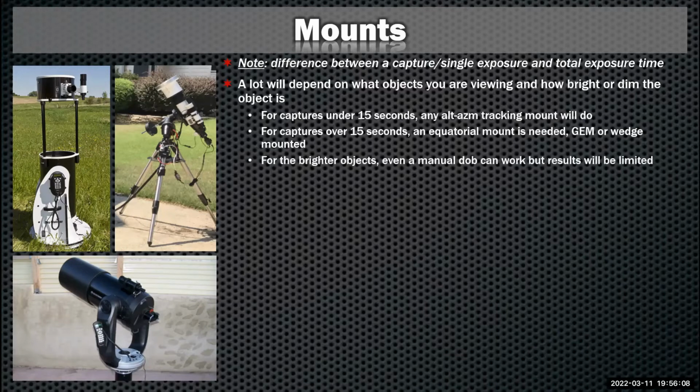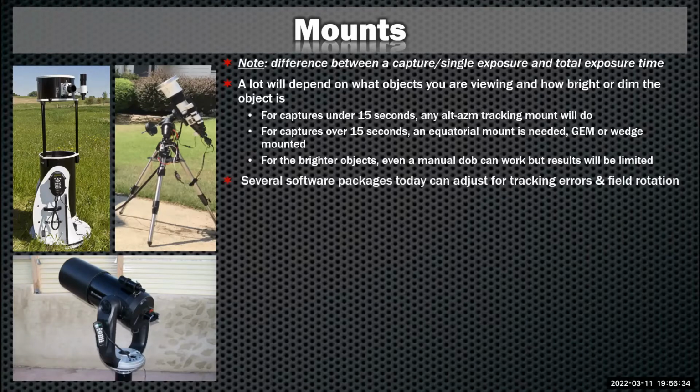But even for the brighter objects, you can even do it with a manual Dob, but results will be limited. When I first started, I borrowed another member's camera, and I was able to get the Ring Nebula through a 6-inch manual Dob, and definitely could see it. Couldn't do any of the real-time enhancements or other things, but again, I could still get the Ring Nebula.